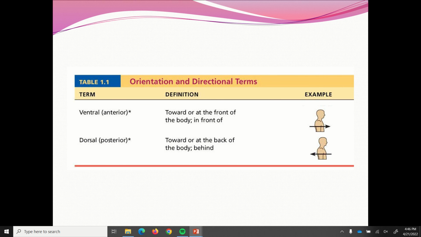In a four-legged animal, the head would be anterior because the eyes would face forward, but the belly, which is ventral, would face the ground. In a four-legged animal, the tail would be posterior, but the back, which is dorsal, would face the sky. So again, only in humans are ventral and anterior and dorsal and posterior included together.